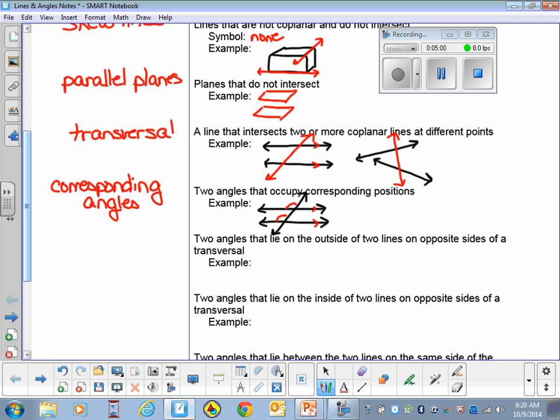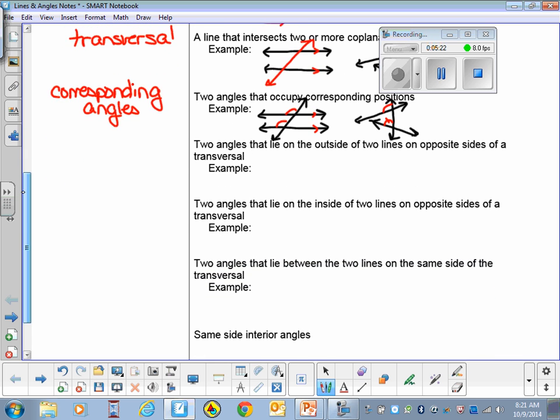Okay? Because, going with my funky example here, on top of the line and to the left of the transversal, on top of the line and to the left of the transversal. Those two angles are still corresponding. What matters is the position.